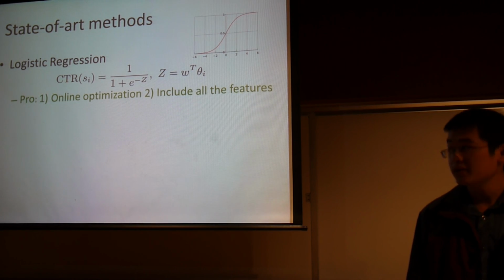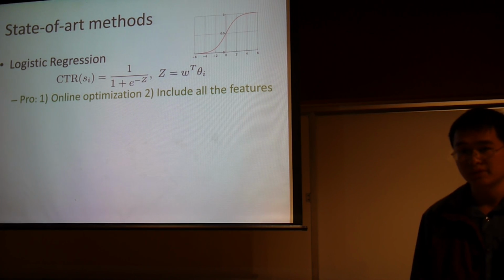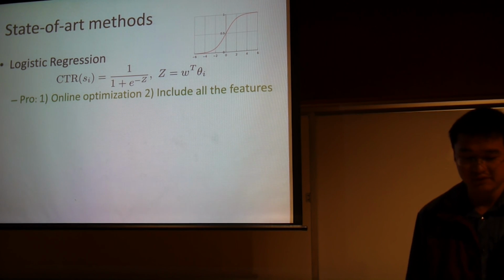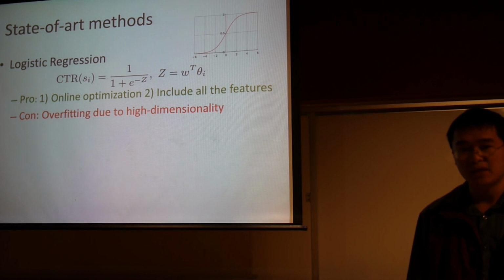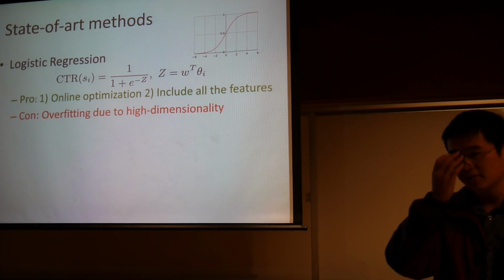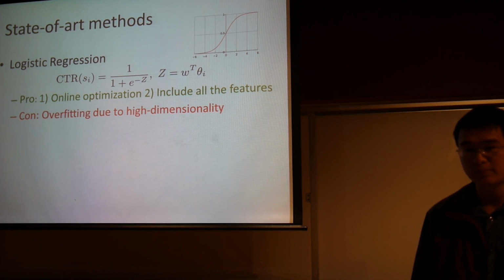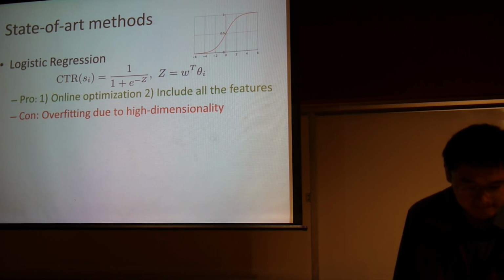Since logistic regression has been well studied, there's an online optimization algorithm which is very efficient. Another good point is that it allows us to incorporate all the information we have into the model, because we can put everything we have into the feature. But the problem is that if we put everything into the feature, we will have a very high-dimensional feature vector, and this will cause the problem of overfitting. The curse of dimensionality will cause other problems, but that's beyond the scope of this talk.